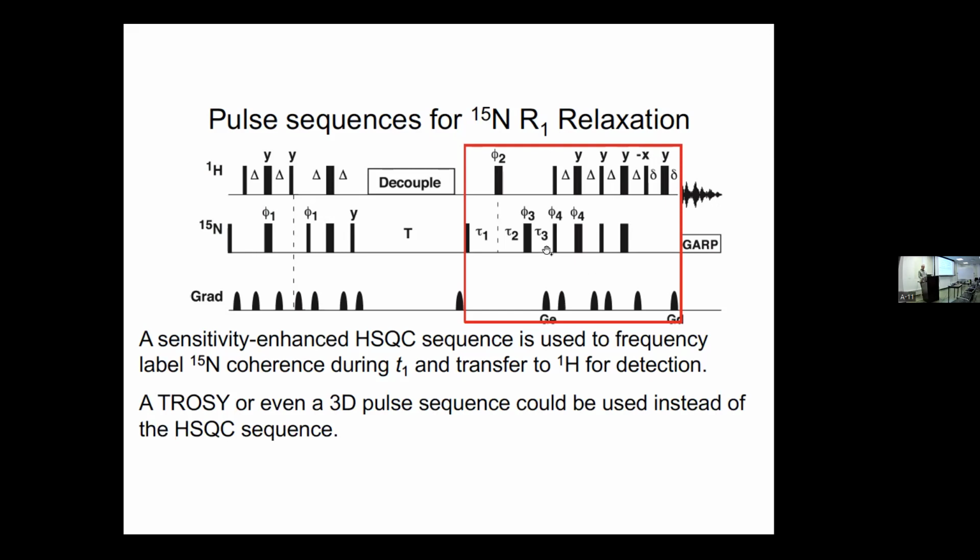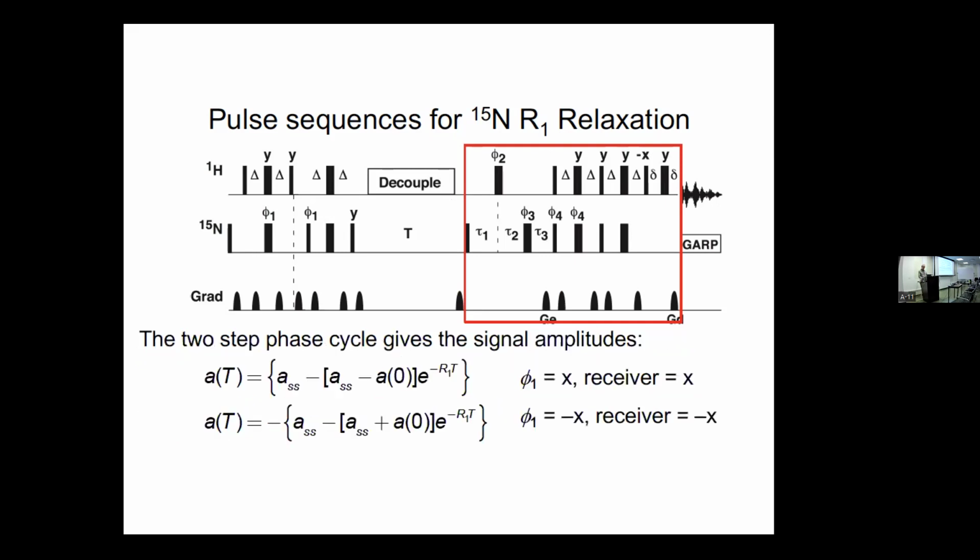And then, of course, we could do this in a TROSY detection if we wanted. At this point, the experiment is over after capital T. How we detect the signal is then up to us.